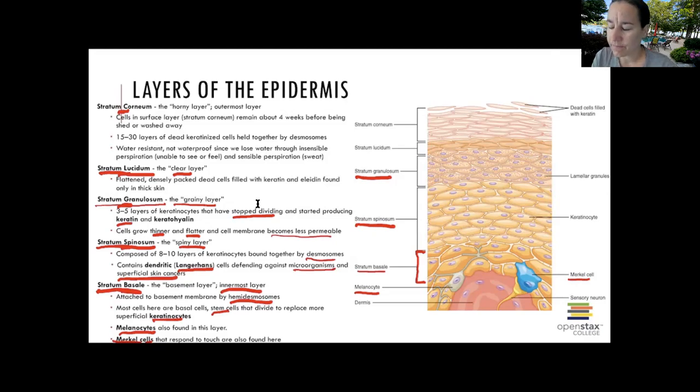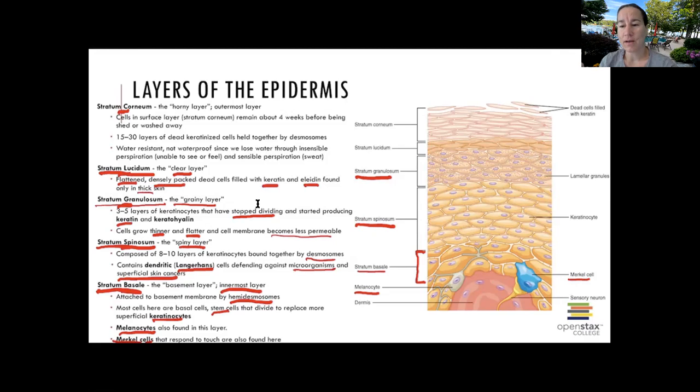As we go up, again, we were saying they were getting thinner and thinner, and they're going to start to stack up on each other, and they just look like pancakes in there. So in our clear layer, these guys are flattened. They're really thickly, densely packed. They're filled with the keratin and the eleidin protein that helps them look clear.